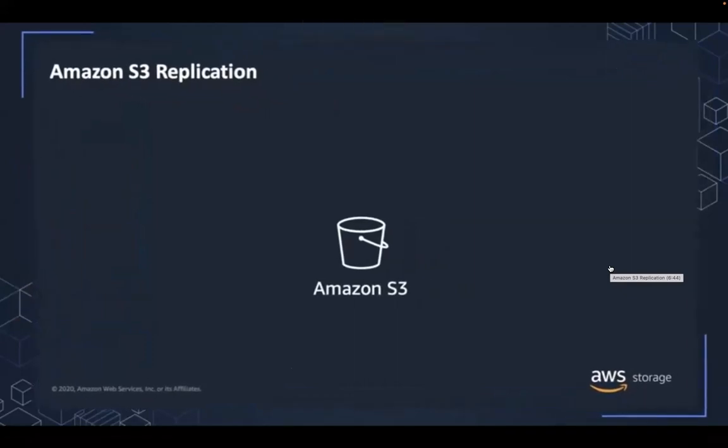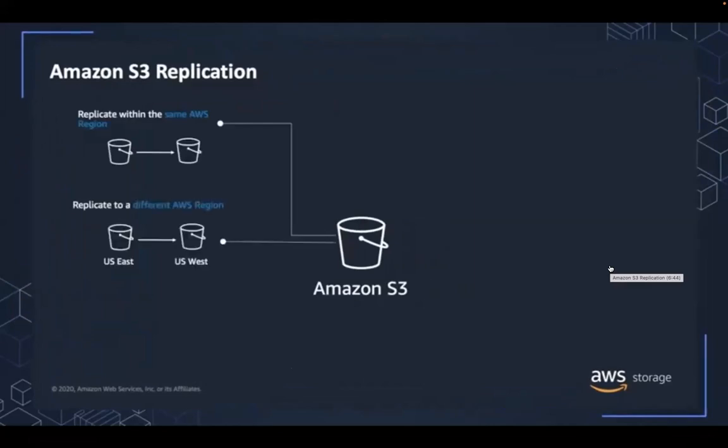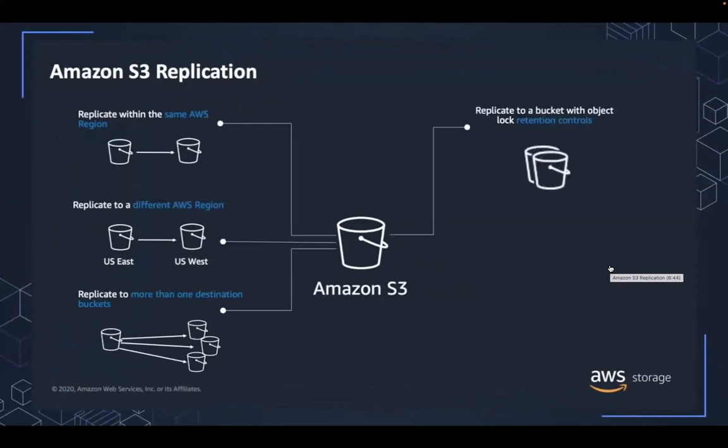S3 replication gives you several options. For example, you can replicate within the same AWS region with S3 SRR, or between different AWS regions with S3 CRR. You can replicate from a single source bucket to multiple destination buckets. You can replicate data across different AWS accounts or between buckets with object lock retention controls that are different from each other. And if you need predictable replication backed by an SLA, S3 replication time control lets you replicate objects within 15 minutes of upload.